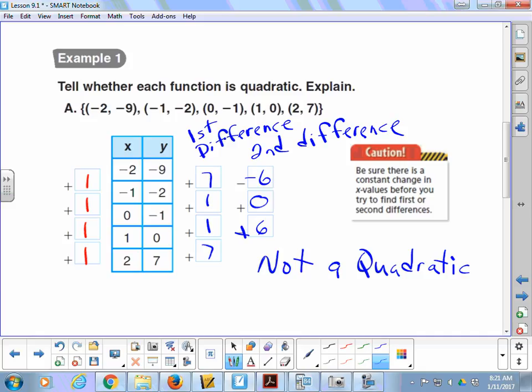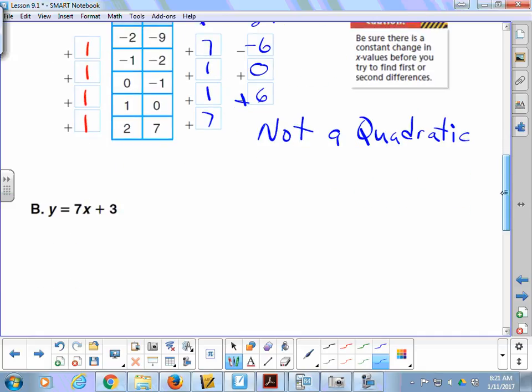So when you have a table of values, you're just going to check the first and second differences to see if the second differences are the same, to determine whether it's quadratic or not. So here's an example of one that is not.